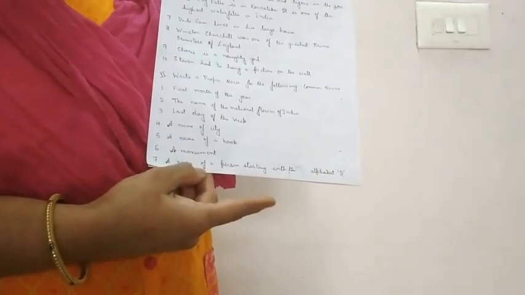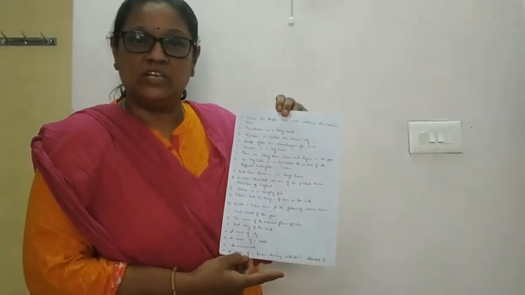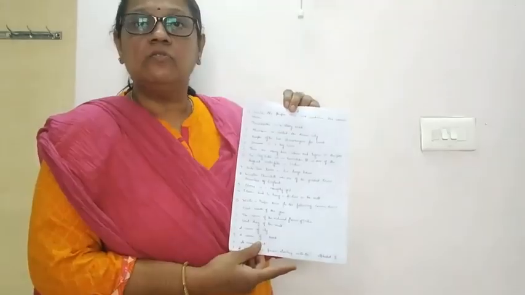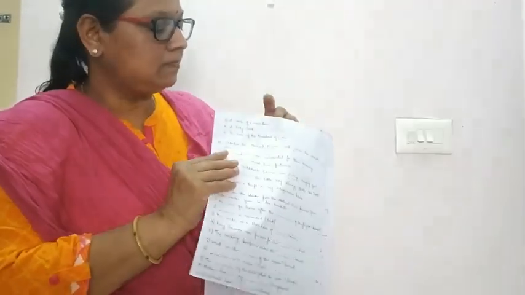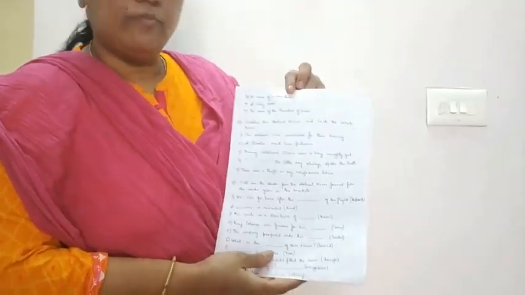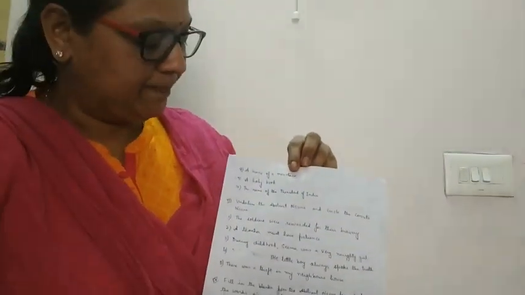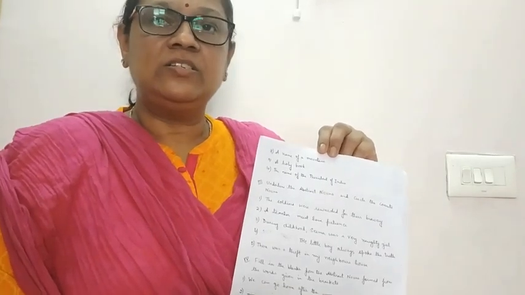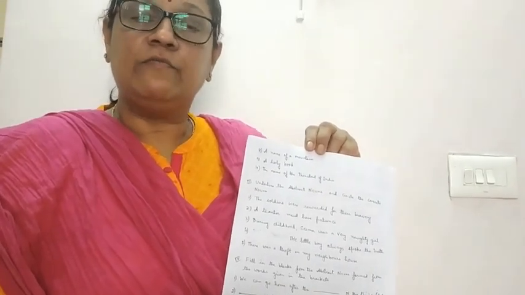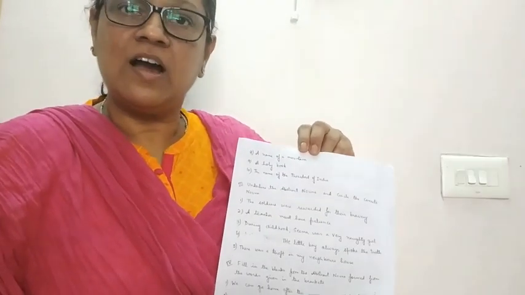A name of a person starting with the alphabet D. Your relatives, your friends, anyone whose name starts with the alphabet D can be written. A name of a mountain, a holy book, any holy book can be written. The name of the President of India. You can write any President of India from these years. You can also write the name of the present President of our country.